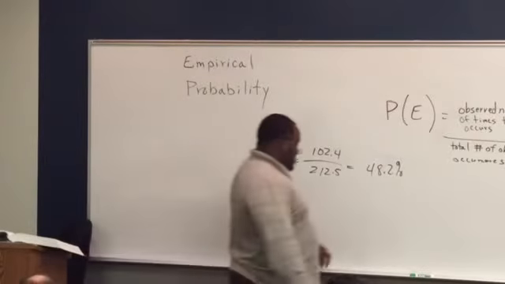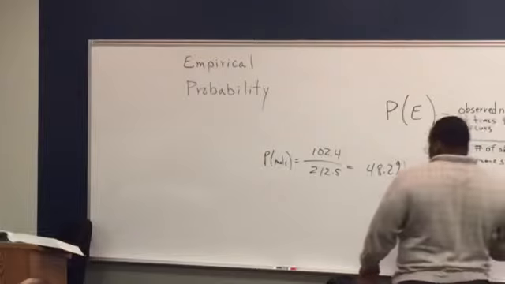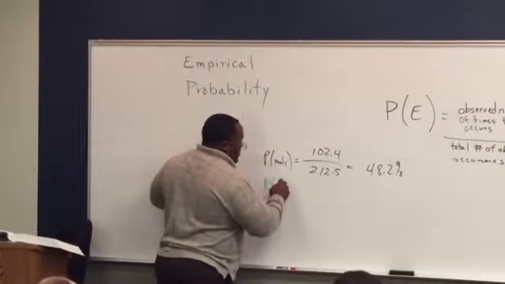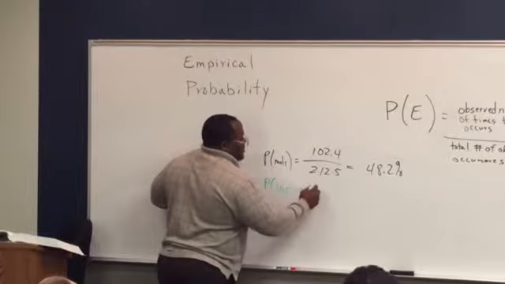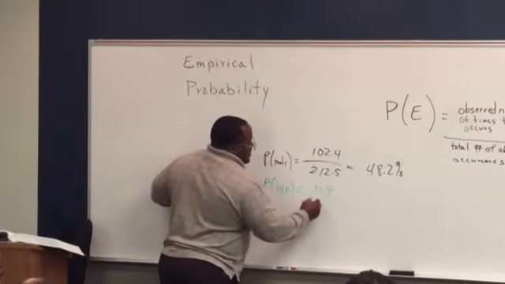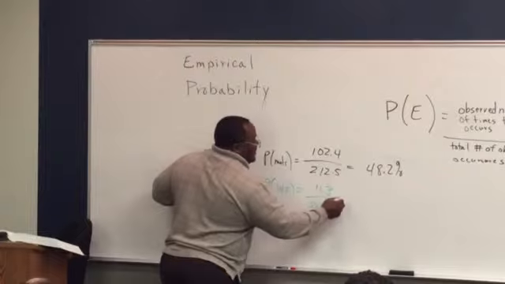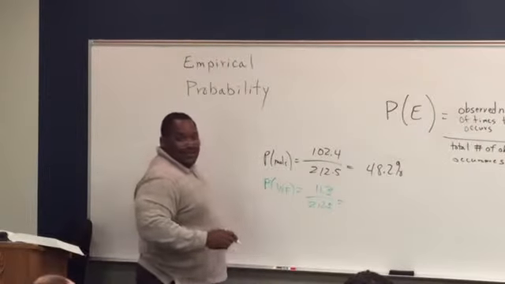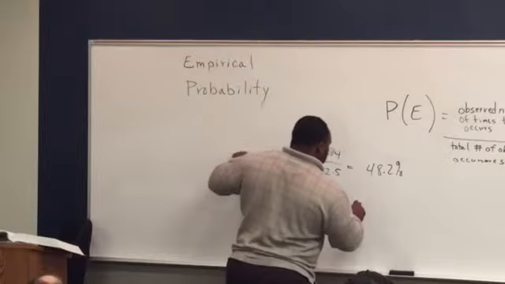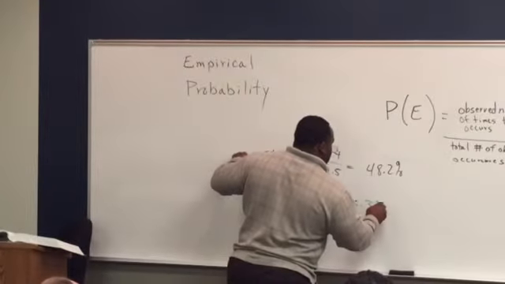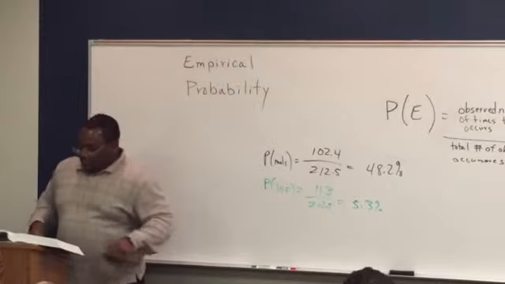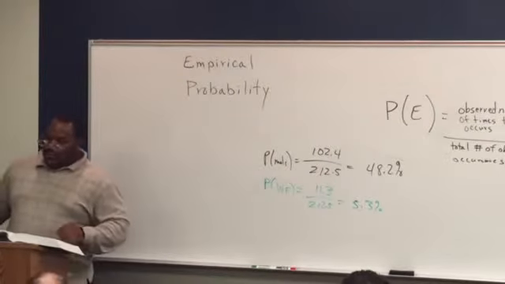So the population, widowed female, 11.3 over 212.5. And what do we get? Very tiny. 5.3%. I guess you don't die if you get married.